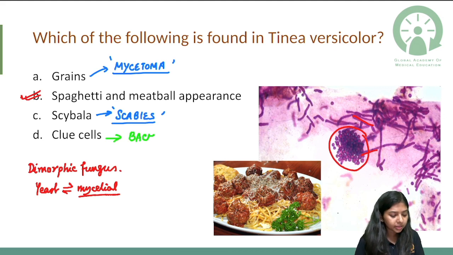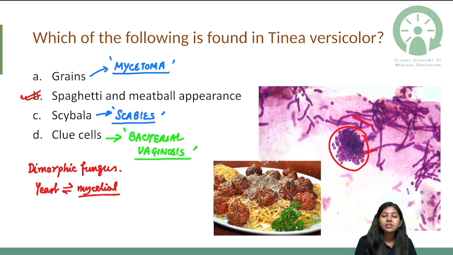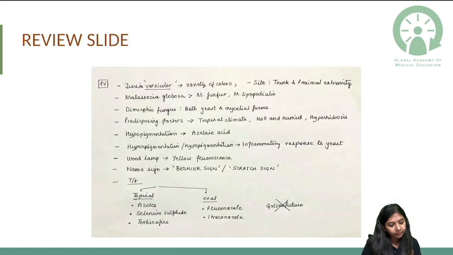We get them in bacterial vaginosis. Okay, bacterial vaginosis. It's going to be discussed. We'll come to a question on vaginal discharge. So in bacterial vaginosis, we get clue cells, right?